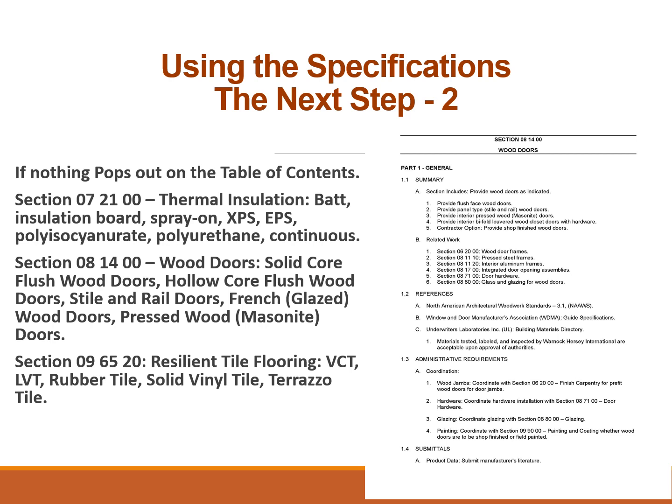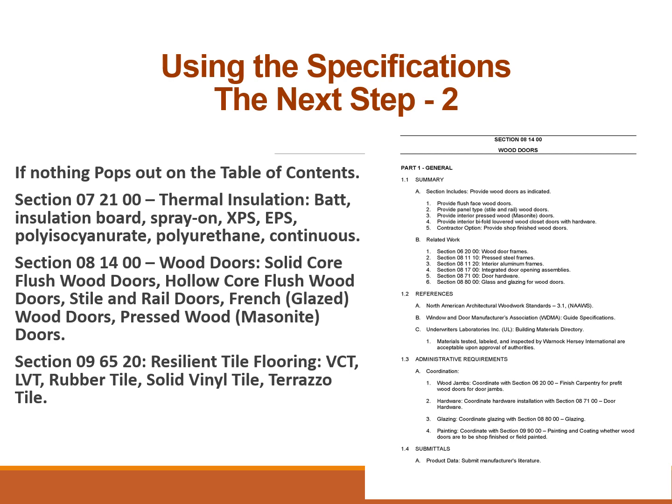Also note under here, under related work, sometimes called related sections, you'll see that it says section 062000 has wood door frames, which is what we just noticed from the other one. So if you'd gone straight from the wood door section on the table of contents to section 081400 and looked under here, you would have found right away that wood door frames are in fact in section 062000.